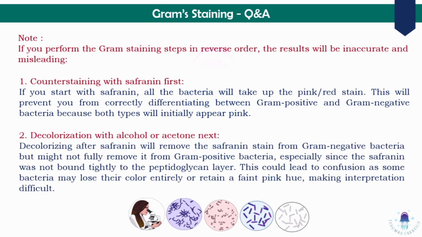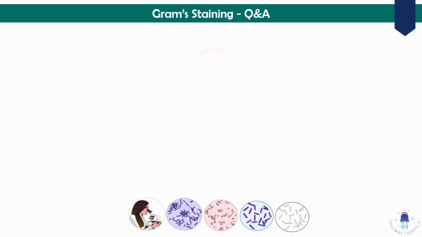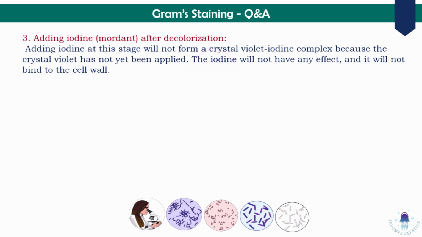2. Decolorization with alcohol or acetone. Decolorizing after safranin will remove the safranin stain from gram-negative bacteria, but might not fully remove it from gram-positive bacteria, especially since the safranin was not bound tightly to the peptidoglycan layer. This could lead to confusion, as some bacteria may lose their color entirely or retain a faint pink hue, making interpretation difficult.